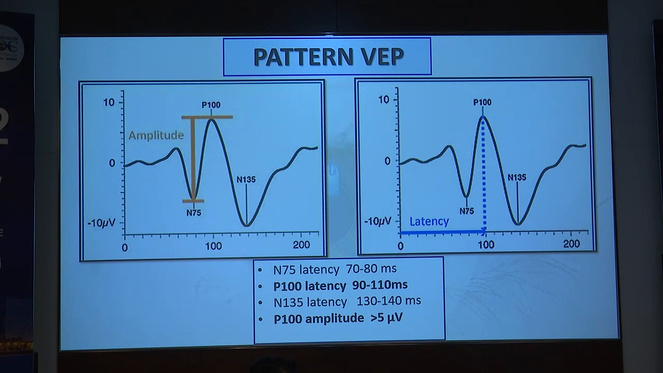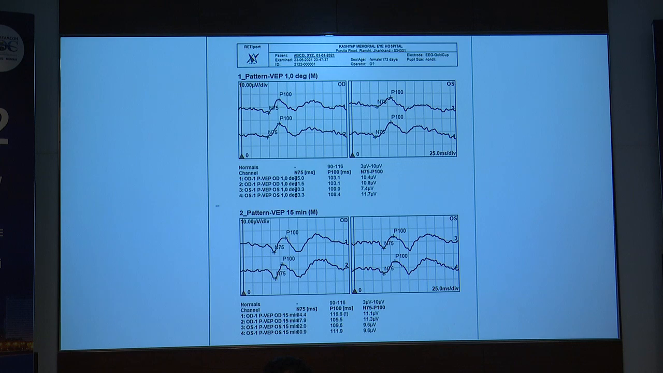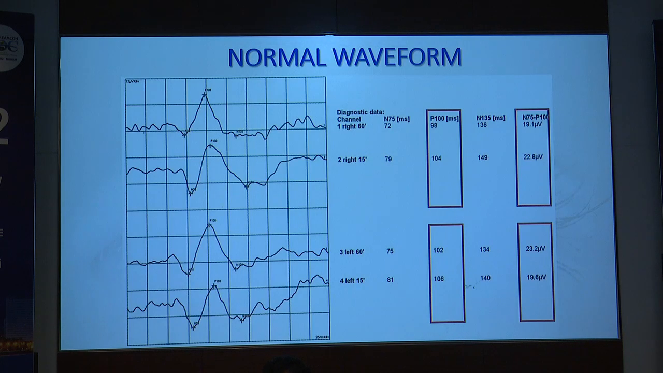Now, this is the waveform that is seen. The most important wave here is the first positive or P100 wave. The amplitude of the P100 is calculated from the trough of the N75 to the peak of the P100, which should be more than 5 microvolts. And the latency is normally from 90 to 110, varying from lab to lab, but on an average is taken as 100. And this is how the report is given to the patient.